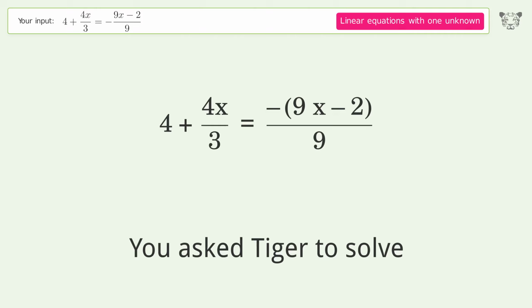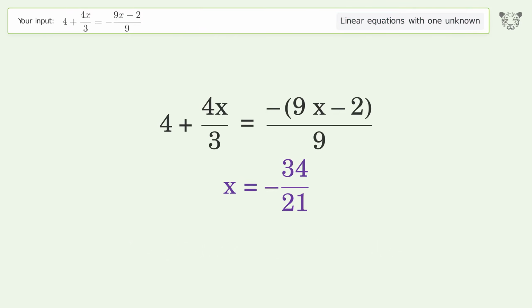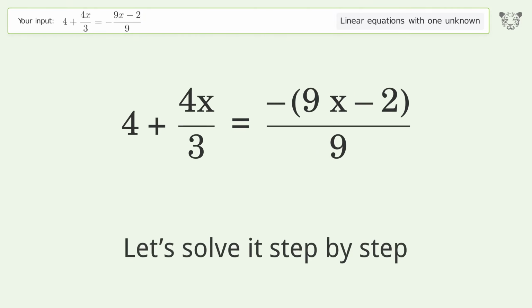You ask Tiger to solve. This deals with linear equations with one unknown. The final result is x equals -34/21. Let's solve it step by step.